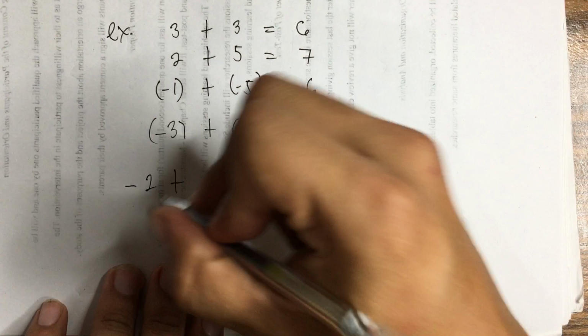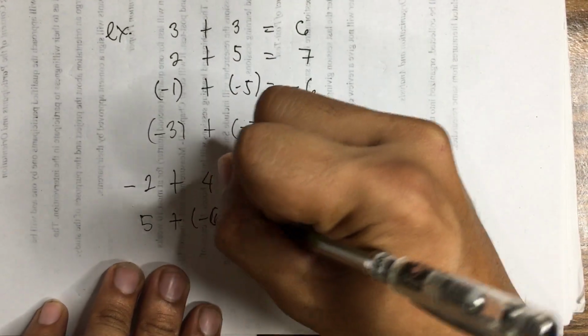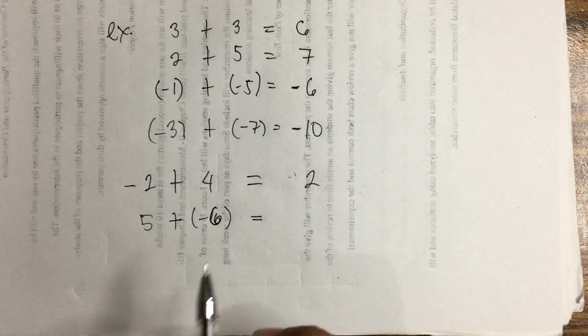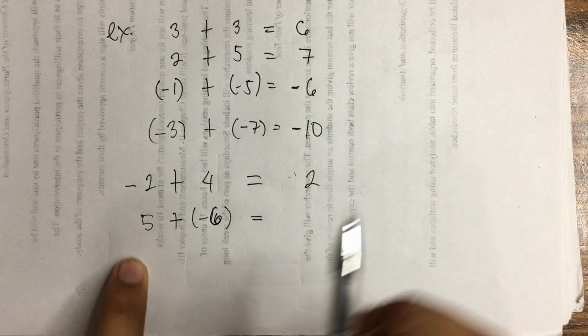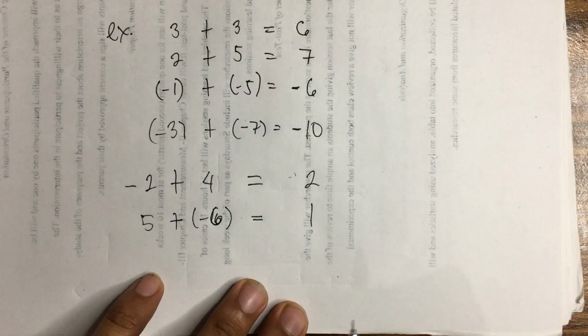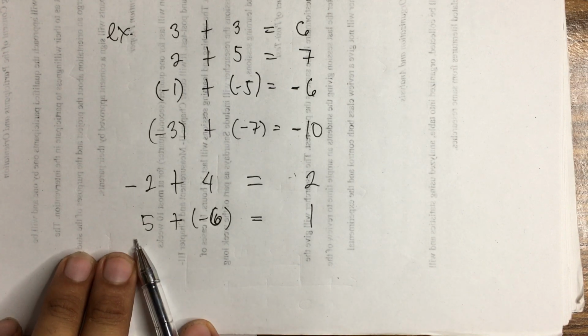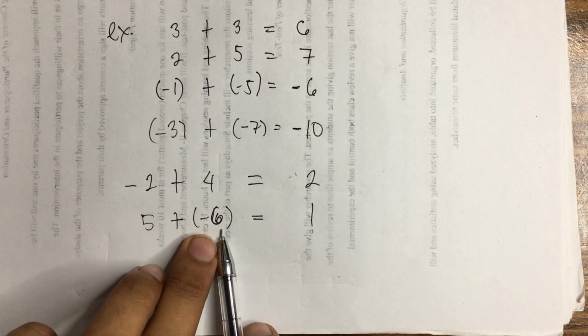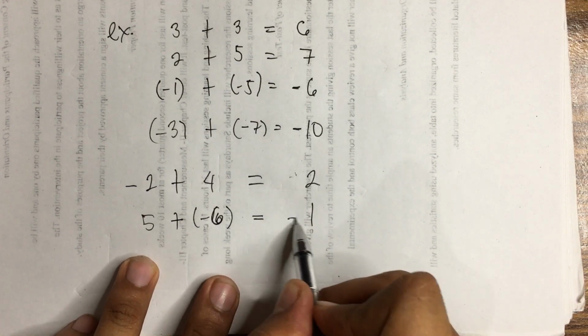Next, 5 plus negative 6. Do they have the same signs? No. Therefore, subtract the two numbers. 6 minus 5, that is 1. But which number is greater, 6 or 5? It is 6. And what is the sign of 6? That is negative. So, you copy the sign.